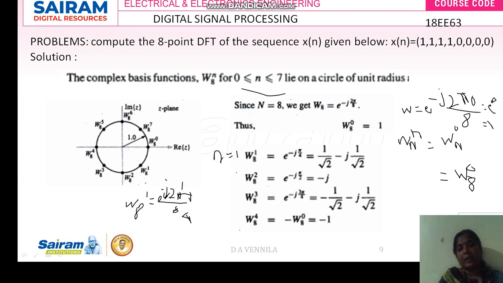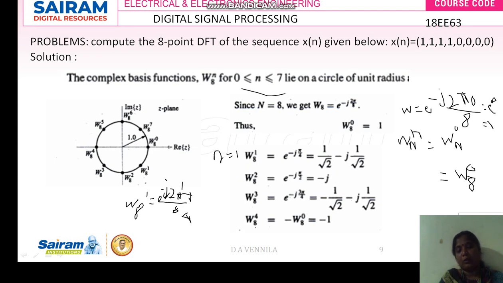Okay. Next, n equal to 2 you substitute. Then it will be e power minus j 2 pi into 2 divided by 8. So it will be pi by 2. Cos pi by 2 is 0. Sin pi by 2 is 1. So 1 into minus j, it is minus j. Next, n is equal to 3. E power minus j 3 pi by 4. Now it is minus 1 by root 2 minus j 1 by root 2.